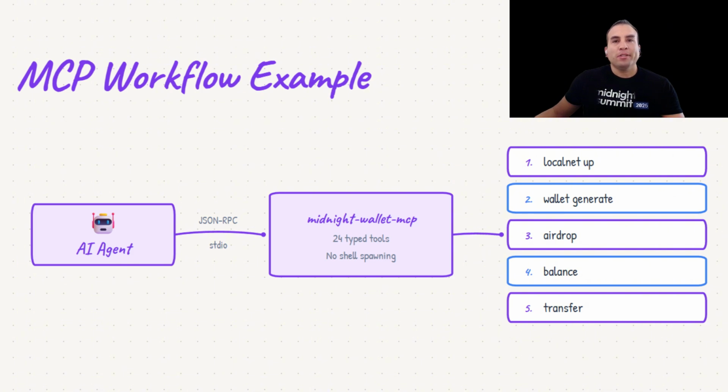You tell Claude, set up a local Midnight network, create two wallets, fund one, and transfer 109 to the other. The agent thinks about it and starts calling tools. First, local net app to start the network. Then, wallet generate twice, once for Alice, once for Bob. Then, airdrop to fund Alice's wallet. It waits for dust to be ready, checks the balance, and then calls transfer to send 109 from Alice to Bob. Finally, it checks both balances to confirm everything worked.